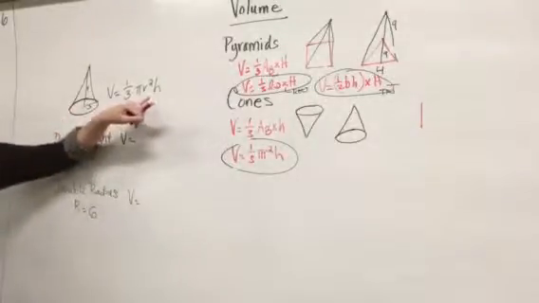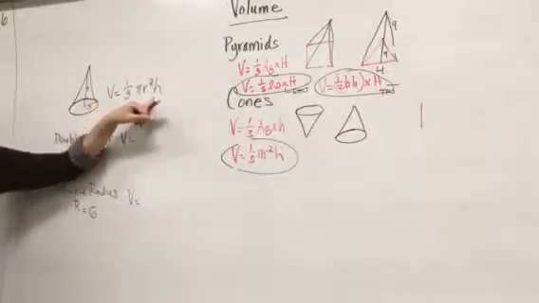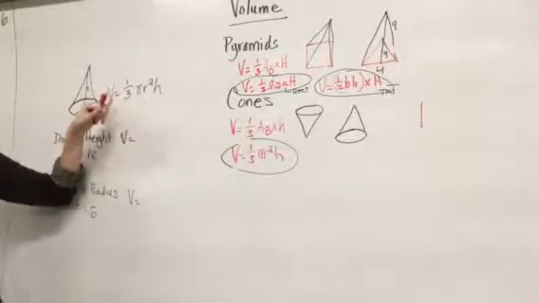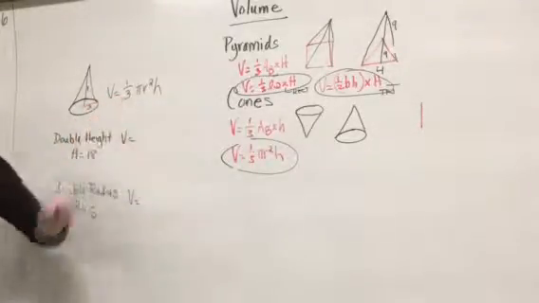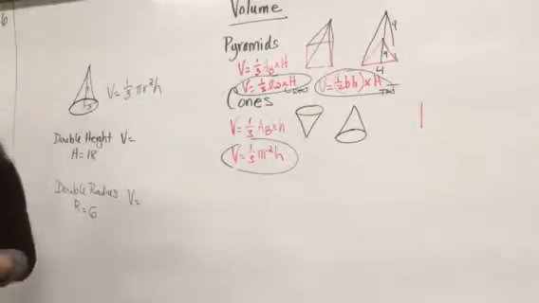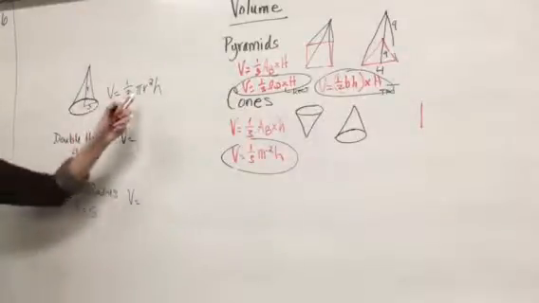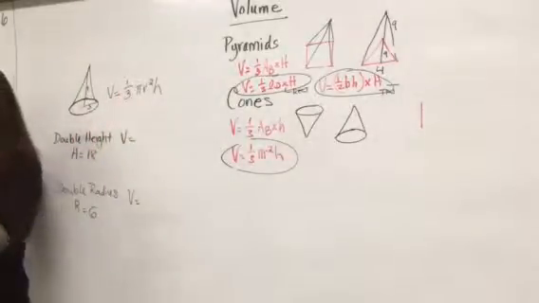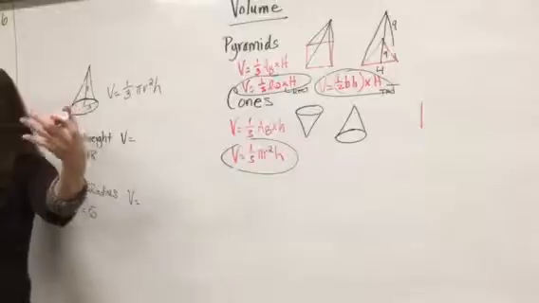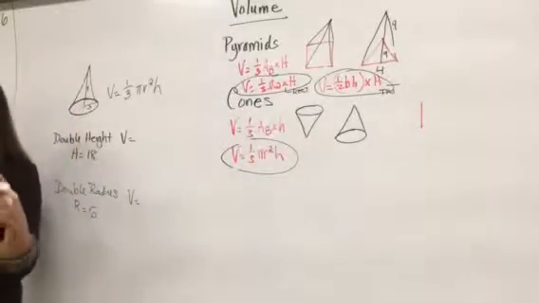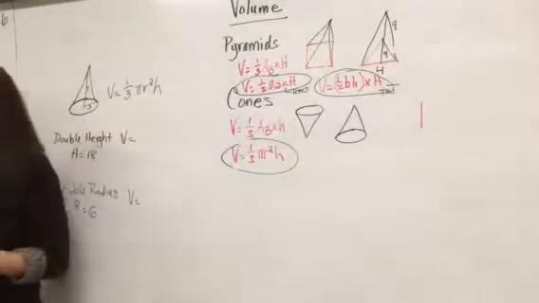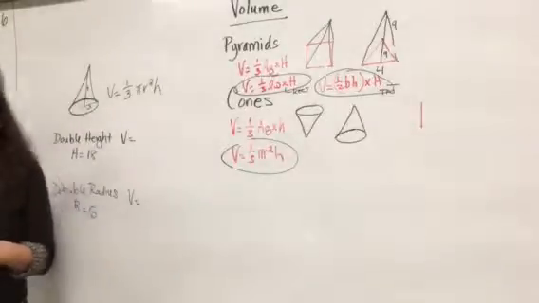If we double the height, is that going to have the same effect on the volume as if we double the radius? Someone tell me what you think. Summer? I think it's going to be different because you have to do pi r squared times height. That's exactly right, because r squared, so if you're going to double the radius first, then you're going to square it, and that's going to have a whole different effect on the volume as if you just double the height. So let's prove this.